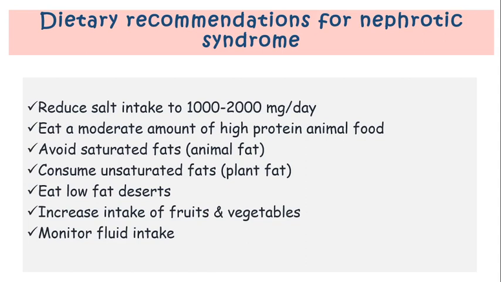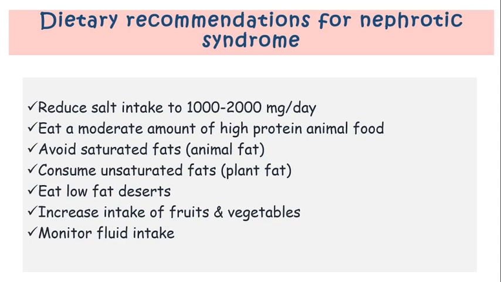So here are the dietary recommendations for patients with nephrotic syndrome. You have to reduce the salt intake to 1000 to 2000 milligrams per day. Since there is a problem of protein excretion in urine, you have to encourage the patients to take a high animal protein containing diet. You have to advise the patients to cut down their saturated fat or animal fat intake. You should encourage them to take more plant fat. You should encourage them to reduce fat containing food, including desserts and sweet stuff. And you should encourage these patients to take more fruits and vegetables, and you have to monitor their fluid intake and fluid output.